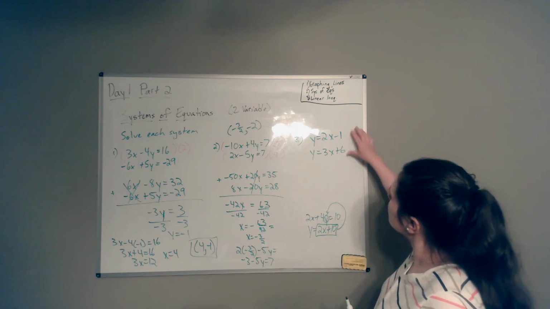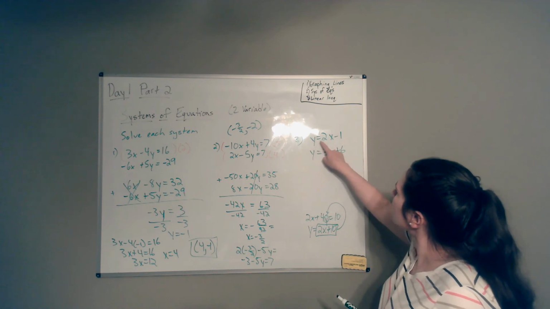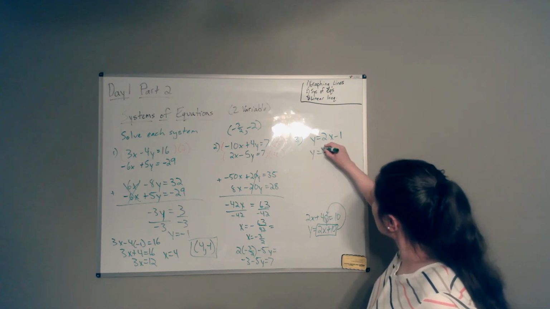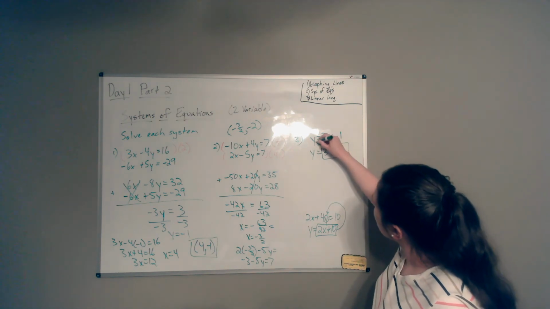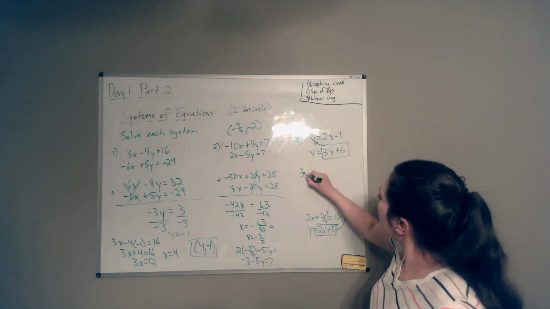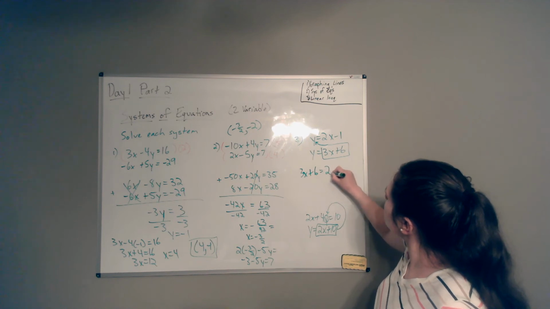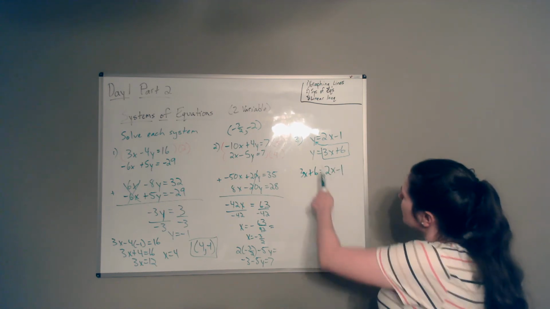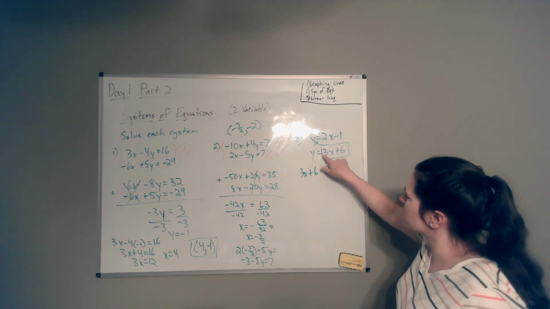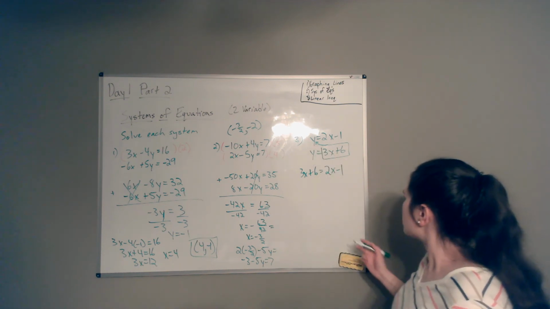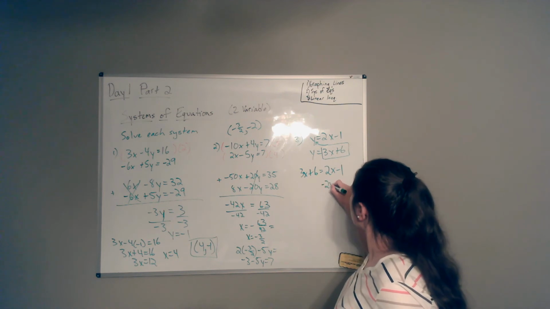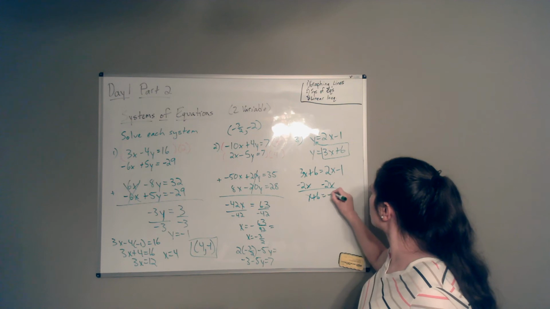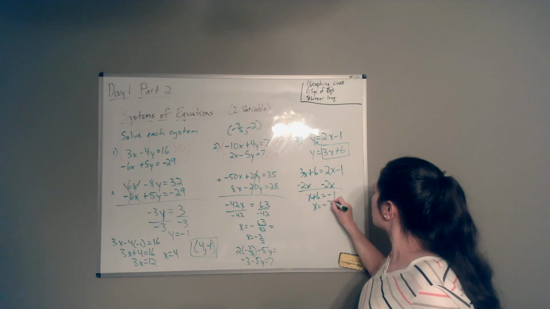So this is similar to this. This says y equals 2x minus 1, y equals 3x plus 6. So if I take this and plug it in for y, I'm going to get 3x plus 6 equals 2x minus 1. So I just eliminated y because I substituted in the expression in terms of x for y. So now we just solve this linear equation. That gives us x plus 6 equals negative 1 and x equals negative 7.